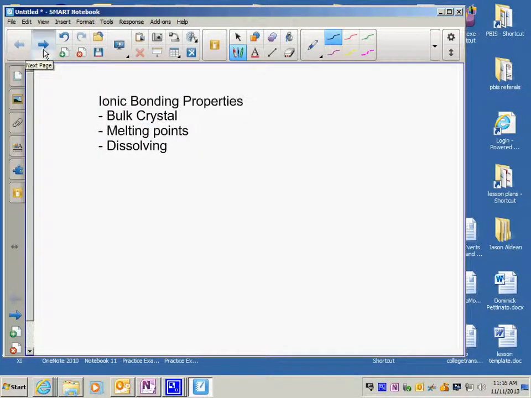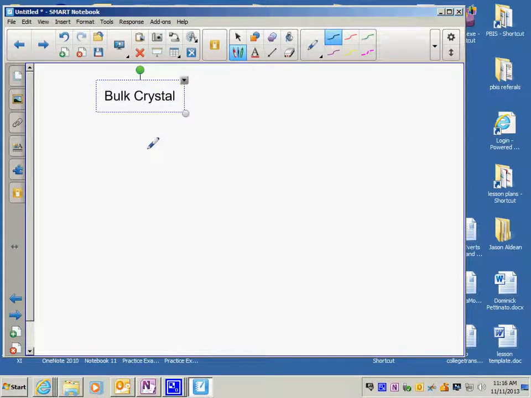First things first, bulk crystal. I'm going to just take a quick moment and let's just describe how an ionic compound is formed. Let's say, for example, we have NaCl. Sodium starts out as sodium metal with one valence electron right there. Then we have chlorine, which has got 1, 2, 3, 4, 5, 6, 7 valence electrons. This is your typical Lewis structure.